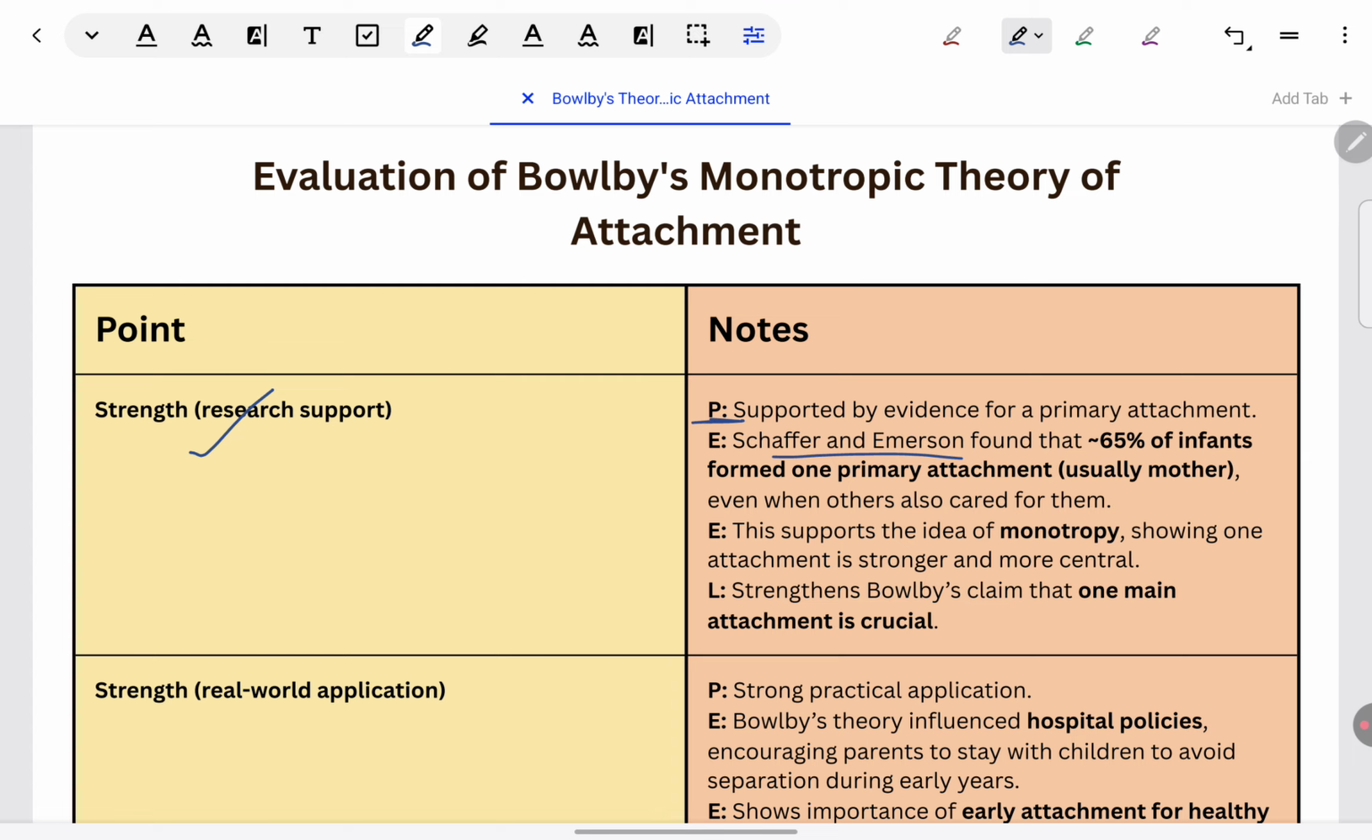So the point we can give here is that there is a strength of monotropic theory, that it is supported by evidence. And then to give the example of evidence, Schaffer and Emerson had many babies whom they studied thoroughly, looking at what attachment qualities they had with their mothers. Because babies are very small and can't self report what they're experiencing towards their mother, they observe the babies.